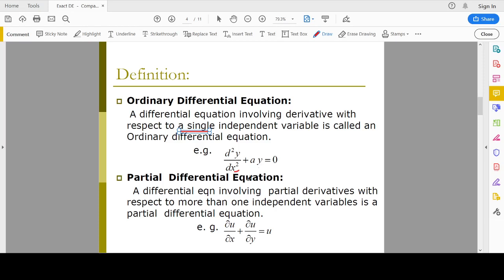But in partial differential equation there are more than one independent variables. In this example, u is dependent variable and x and y are independent variables. That means two independent variables. In ordinary differential equation, one independent variable. This is the main difference between ordinary differential equation and partial differential equation.